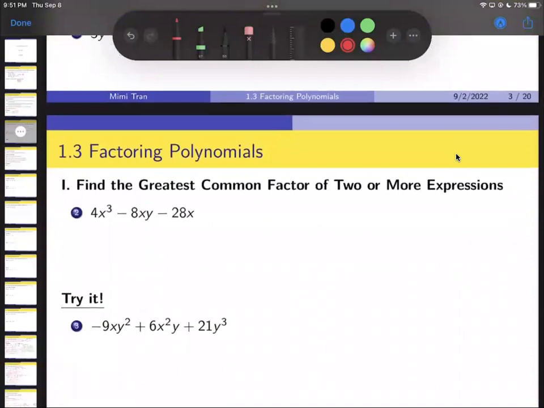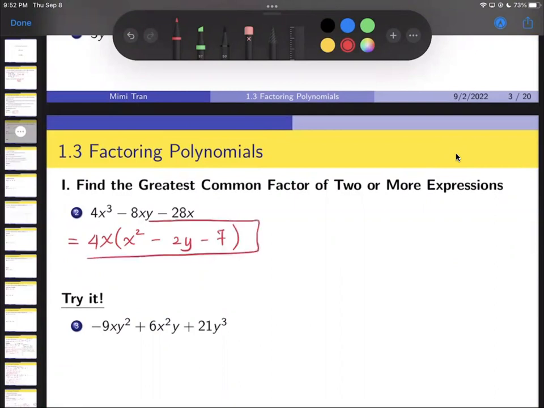Let's try number 2. Again, we're looking for the greatest common factor. Between 4, 8, and 28 it will be 4, right? And then x. There's no y in the first term or the third term, so we ignore that. So what's left? It's going to be x squared minus 2y minus 7.